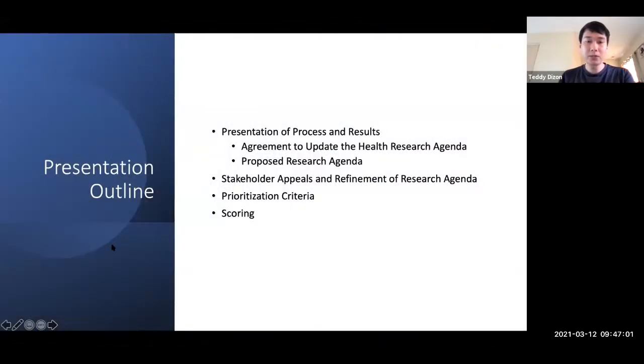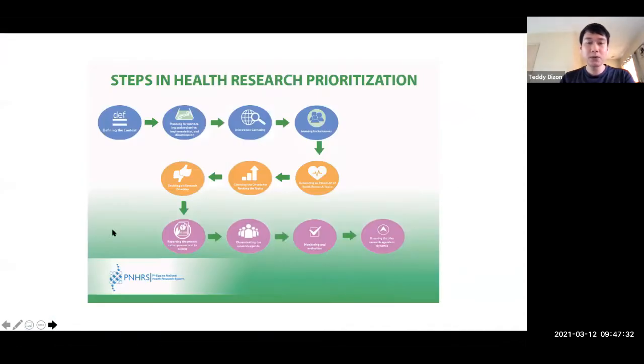So my presentation outline is about the process and the results, the agreements made, and the proposed research agenda, stakeholders' appeals and refinement of the research agenda if necessary, prioritization criteria, and scoring. All of these processes want to ensure inclusivity and participation of all stakeholders needed to finalize the research agenda. So next, based on the PNHRS system, we define the context in our region first.